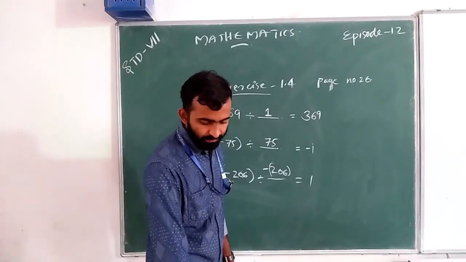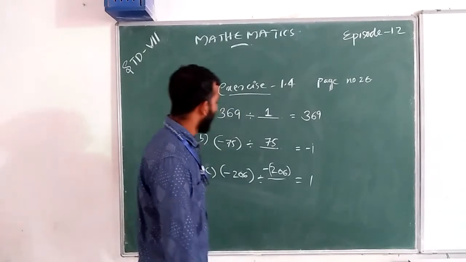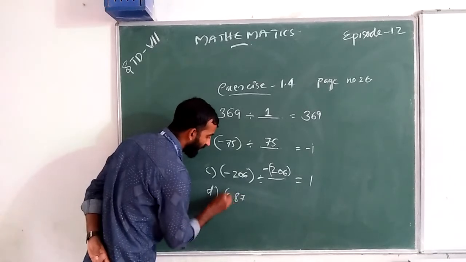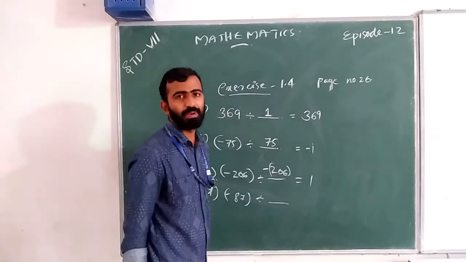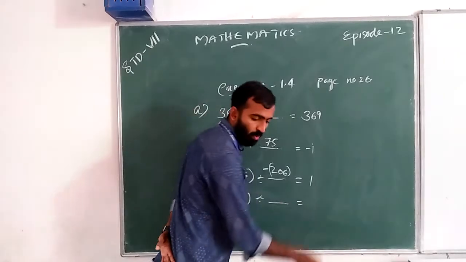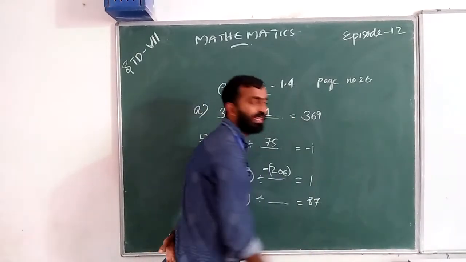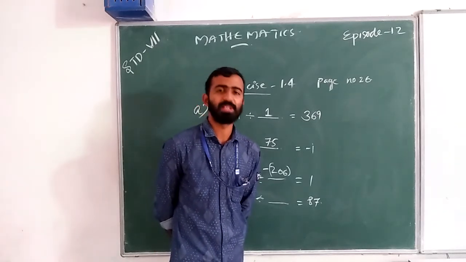Next question is negative 87 divided by a blank equal to what? We get the answer 87.